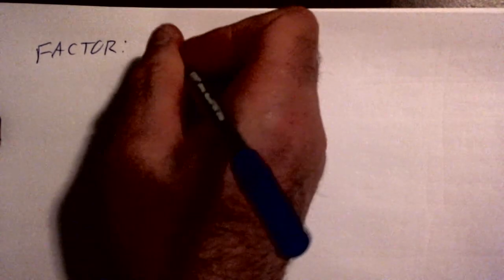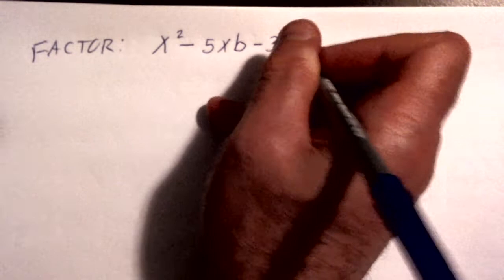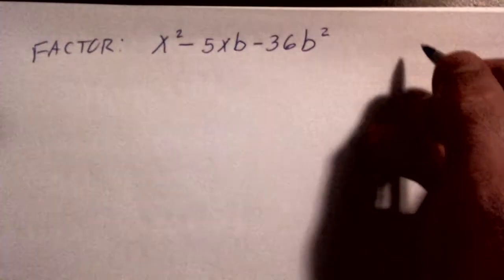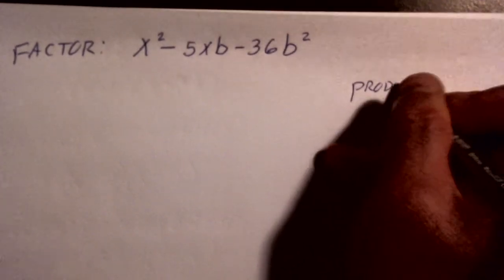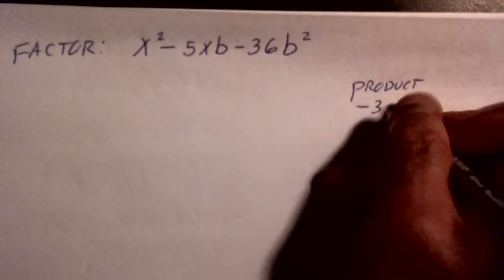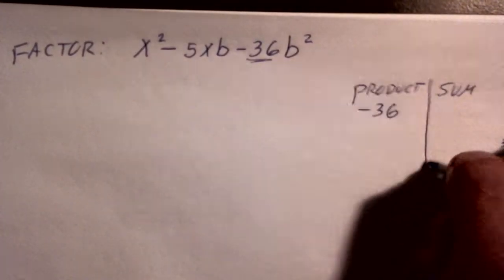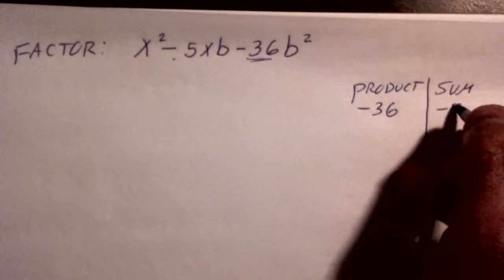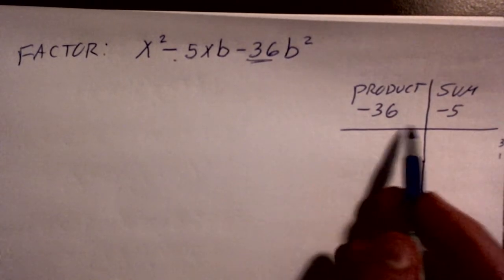All right, we'll try another one here. Let's try to factor x squared minus 5xb minus 36b squared. Well, we need our product to be negative 36 here at the end, and we need our sum to be the middle coefficient, which is negative 5. So what are two factors of negative 36 that add up to negative 5?